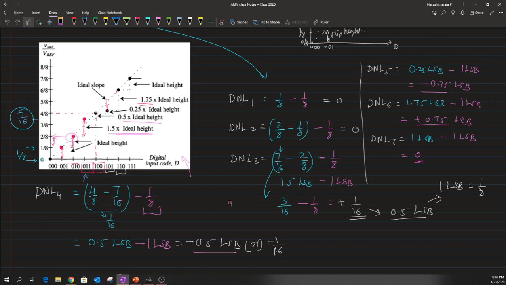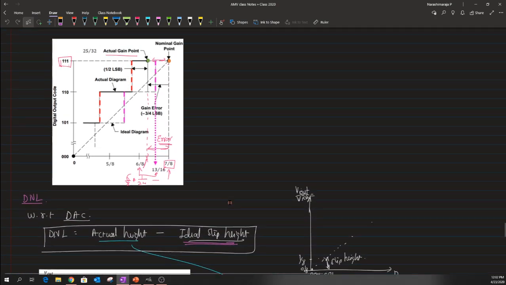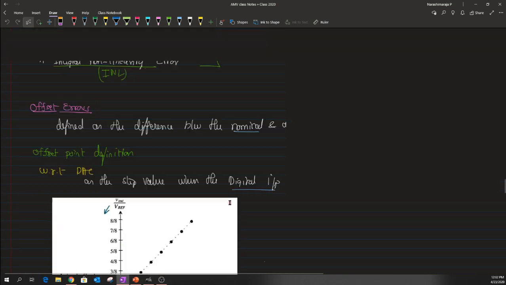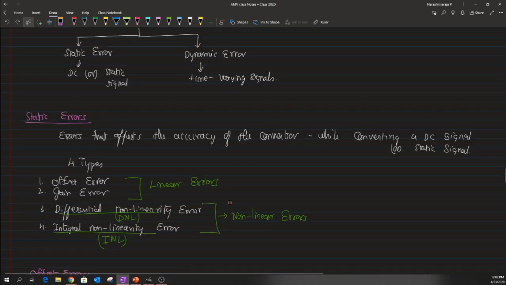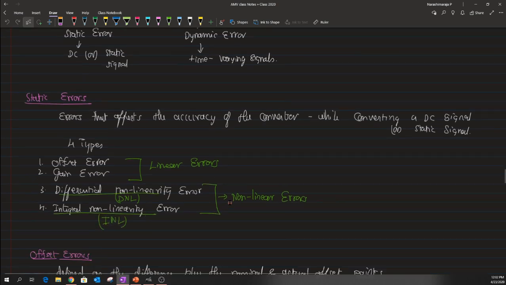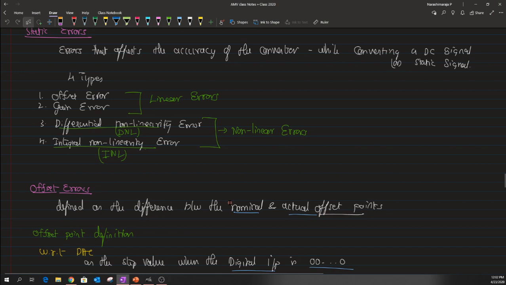In the last class, we had discussed all these DNL problems, or basically, we had a discussion about errors, and we have broadly classified the errors as static errors as well as dynamic errors. Under static errors there are four different types, and one can categorize those errors as linear errors and non-linear errors. We have already spoken about the two types of linear errors, which are offset error as well as the gain error, and we had a glimpse of this differential nonlinear error as well.